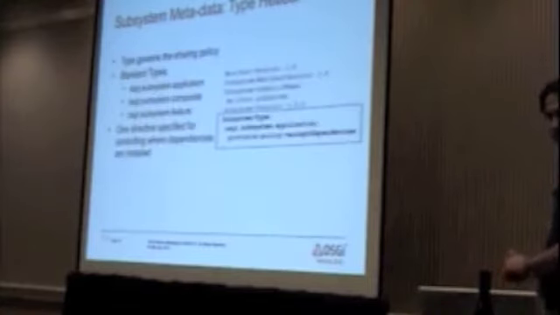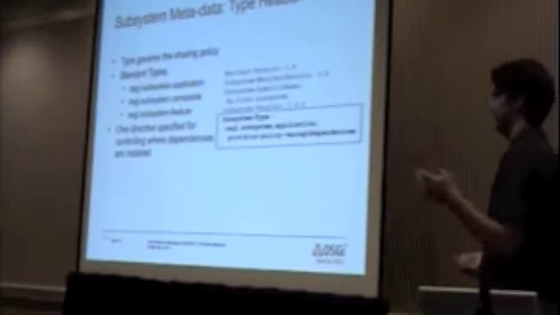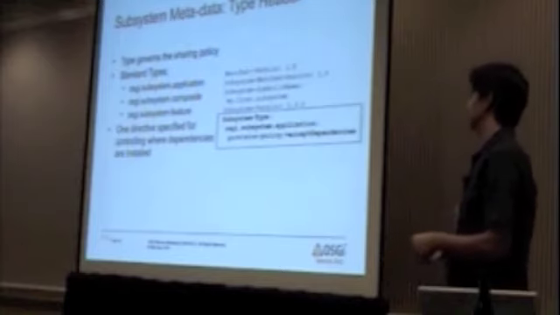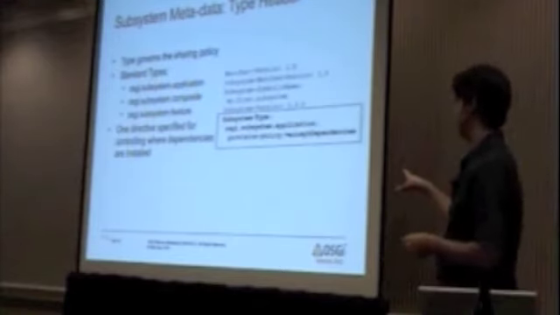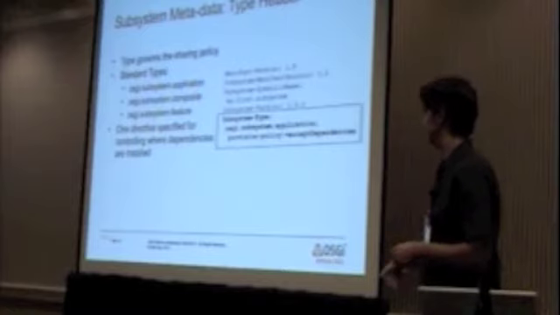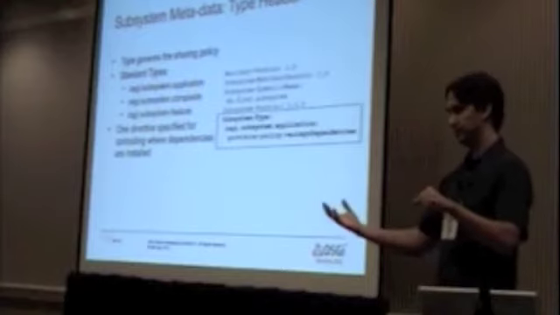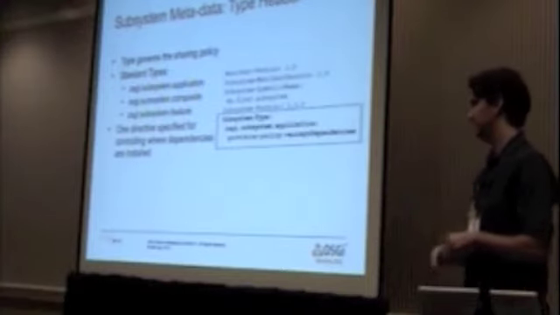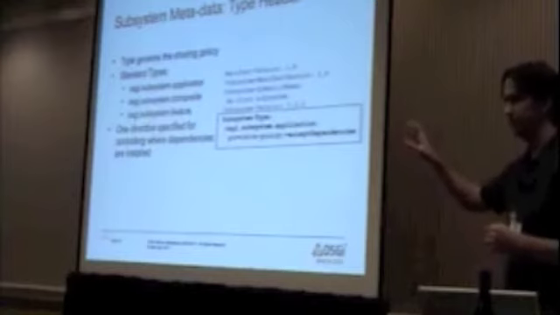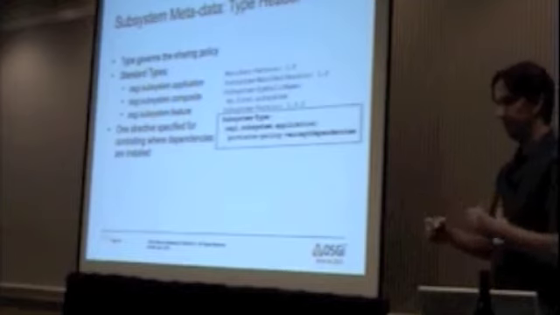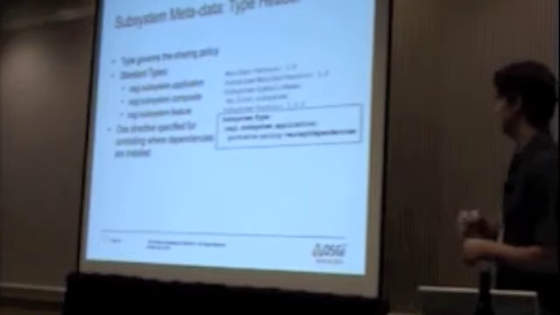The next bit of metadata is the subsystem type. So this is just indicating whether it's an application, a composite, or a feature. There is one directive on this header that actually specifies what we call provision policy. And this is just an indication of where you want your dependencies to be installed. By default, the dependencies get installed into the root subsystem, but you can actually specify your own subsystem as the place where you want your dependencies to be installed, which is what that directive is used for.